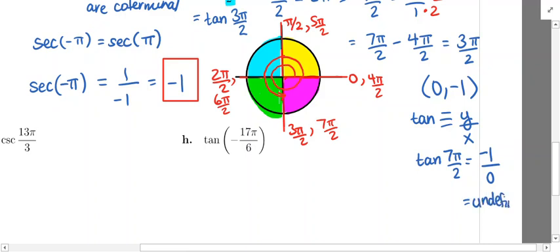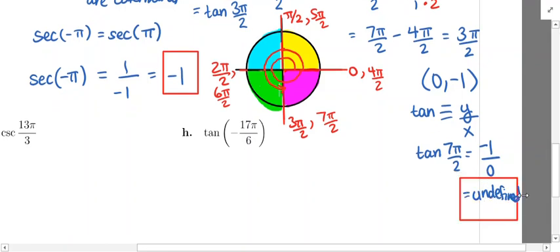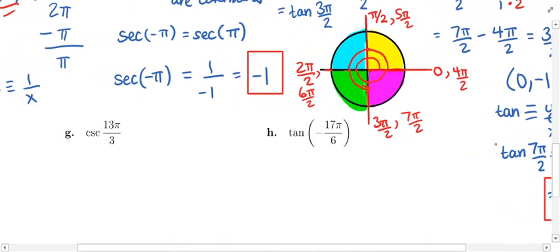You can't divide by 0. So we can't do this. This is an undefined value. Sometimes your trig functions at a certain angle are undefined. This is one of them. All right, let's keep going. Hopefully you've got the idea down.